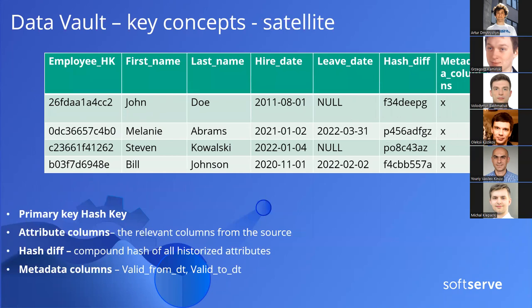Once we have the hub, we can create satellites. This is the table that is supposed to keep our history and our attributes and metrics. The satellite will be directly joined to the hub by the employee hash key. It has the metrics. It also has a hashdiff. Hashdiff is an MD5 hash of all of the attribute columns that we want to historize, and it is used for historization while loading the data to a data warehouse. We compare hashdiffs instead of comparing different values among different columns. And of course, metadata columns.